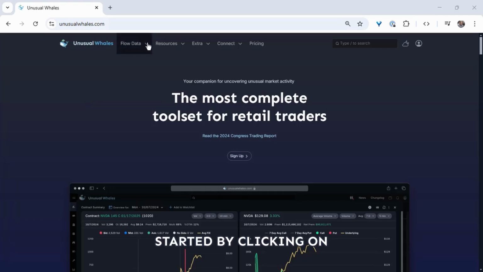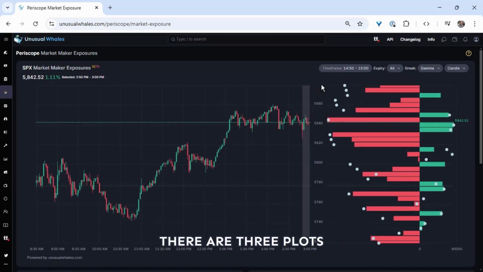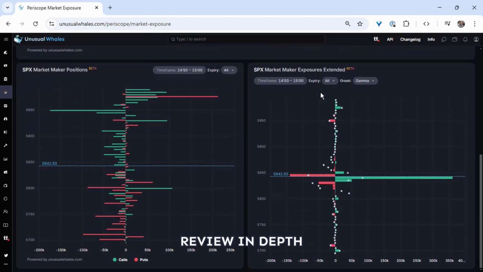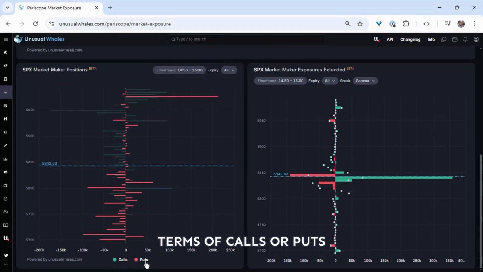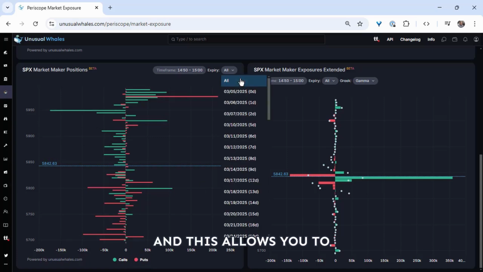So let's go ahead and get started by clicking on flow data and making our way down to market exposure under the Periscope heading. There are 3 plots on this screen that we're going to review in depth. The market maker positions in the bottom left corner shows you the net market maker position in terms of calls or puts, long or short. And this allows you to toggle between different expirations or view the net position across all expirations by selecting all.